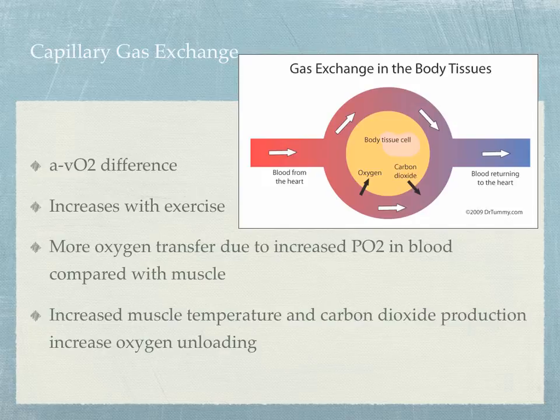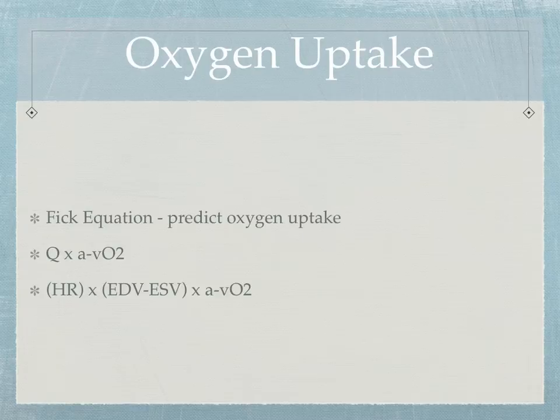And so what we see with exercise is a widening, or an increase, in the AVO2 difference compared to at rest. Some of those things we talked about before, with the hemoglobin more apt to release the oxygen, things like muscle temperature and carbon dioxide production, make that curve shift to the right, where we're going to see a greater release of oxygen into the muscle bed, and so a greater AVO2 difference. And so we look at something called oxygen uptake.